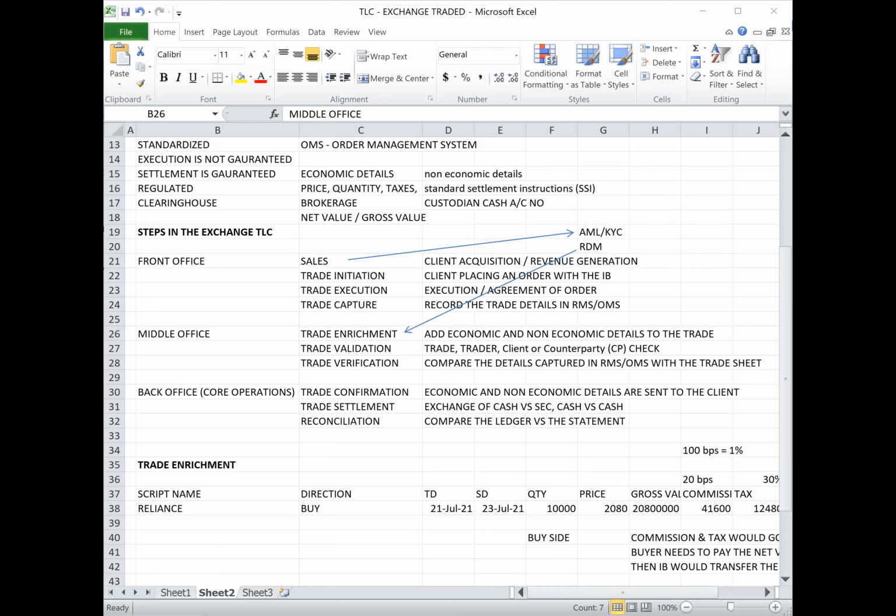Can you explain the trade check again in trade validation? Which one? Trade check in trade validation. Okay, you check the details of the trade which are captured in the RMS OMS system. Whatever details you have in the middle office, you check whether these are the same details as what is captured in RMS OMS.